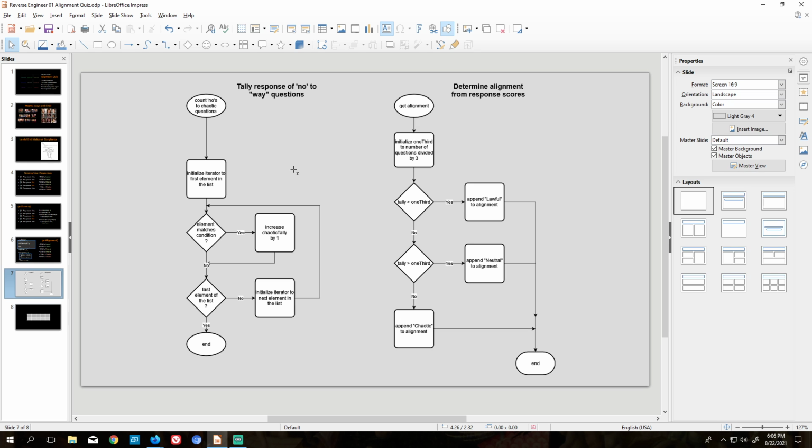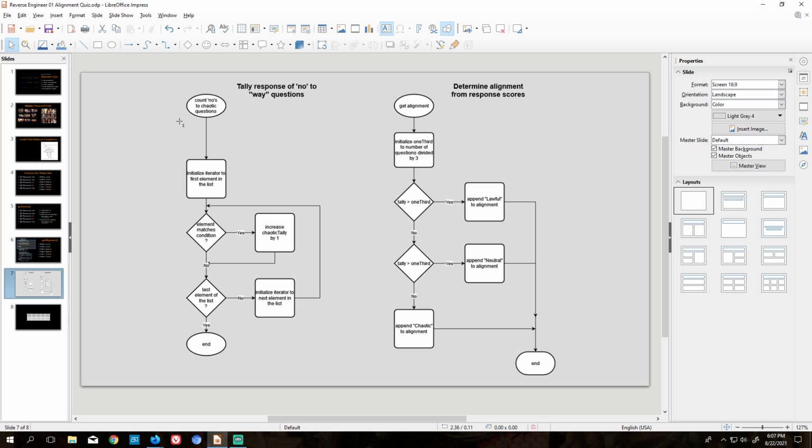Let's call them the chaotic questions. The way this is going to work is that if you answer yes to the chaotic questions, you will be lawful. I see a slight mistake in here already. If you answer no to the chaotic questions, then you're chaotic. And if you're mixed, then we'll say you're neutral. Once you've finished answering your questions, you're going to press the button and you're going to be done with the quiz. When you're done with the quiz, this is what the program needs to do.